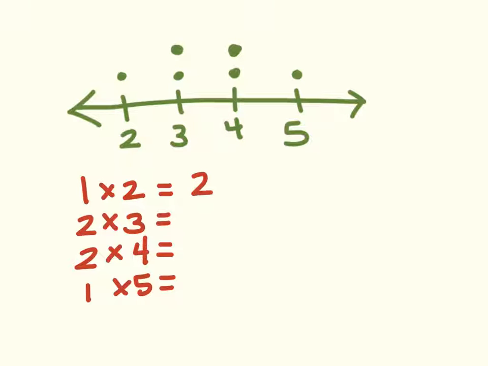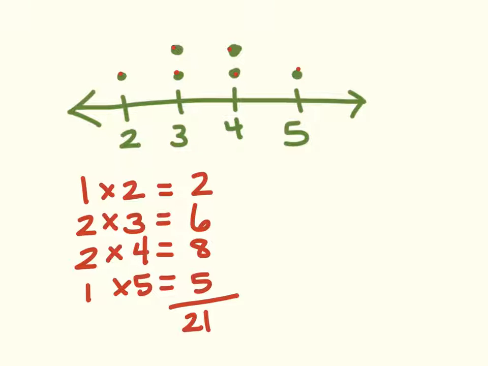So 1 times 2 is 2, 2 times 3 is 6, 2 times 4 is 8, 1 times 5 is 5. We add all those together and we get 21 minutes. How many songs are there total? Well, there's 1, 2, 3, 4, 5, 6.